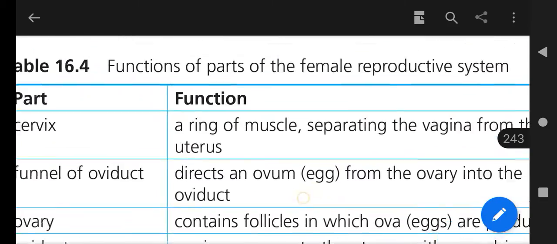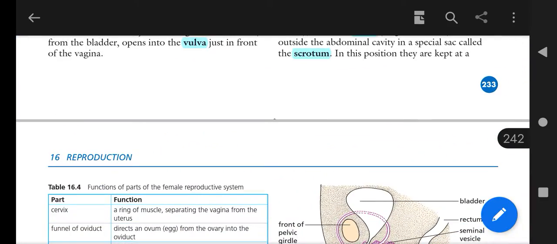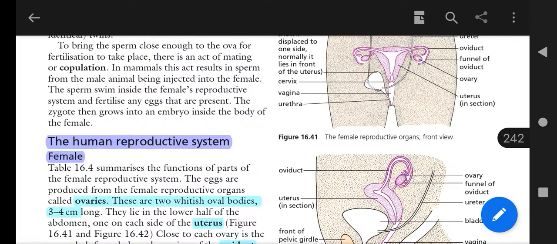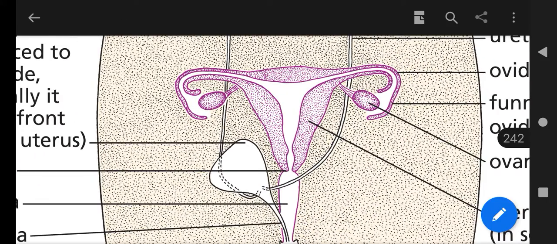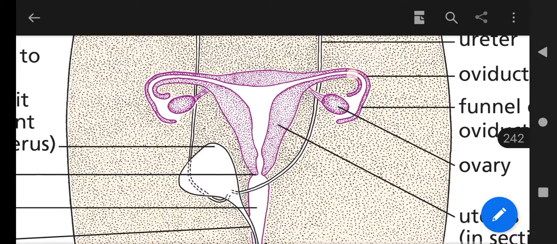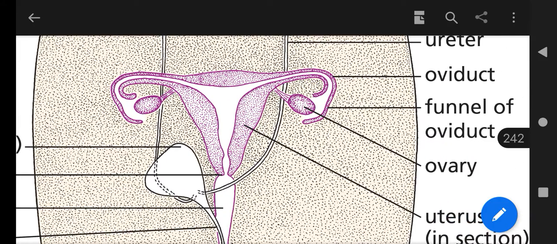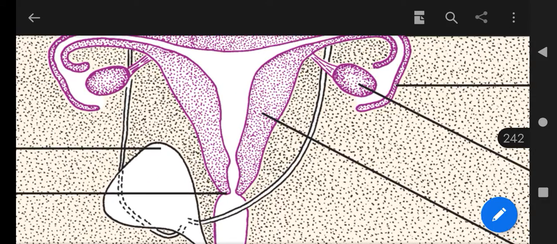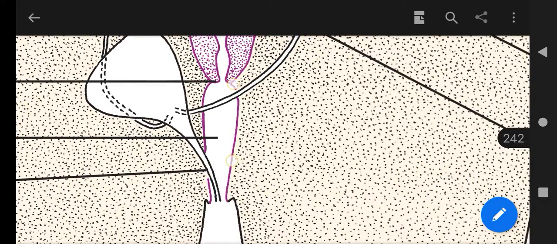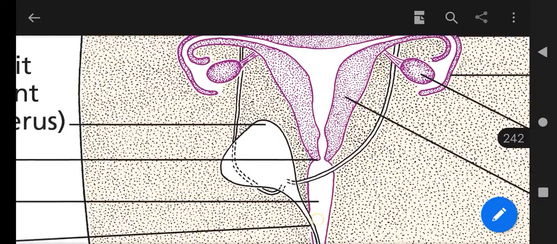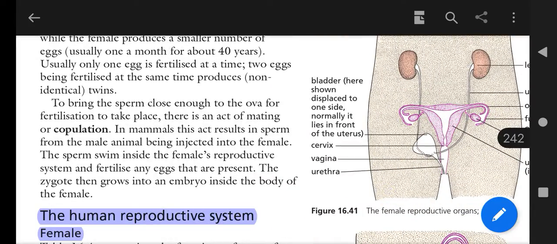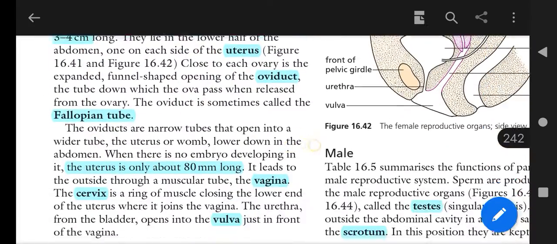And the funnel of the oviduct catches the egg from the ovary, and after that, in the oviduct, fertilization takes place. The function of the uterus is implantation and embryo formation. The function of the vagina is the deposition of the sperms. And the urethra is for urine excretion.